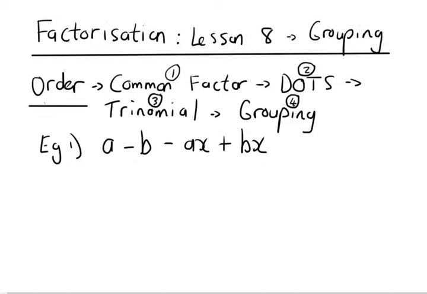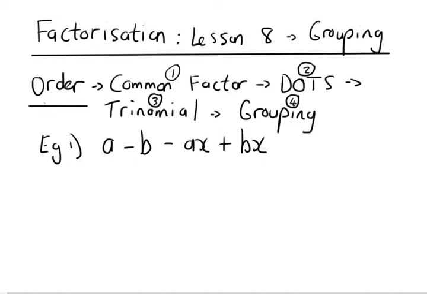So with groupings, generally you'll find that you sometimes have 4 terms. There could be more than 4 terms, but generally there's 4 terms. And what groupings does is that it always leads to another type of factorization. Normally it leads to common factor again.